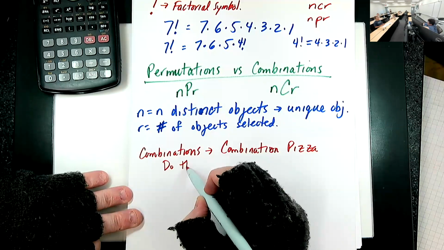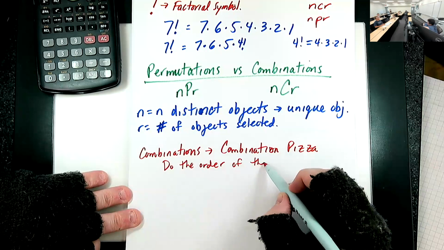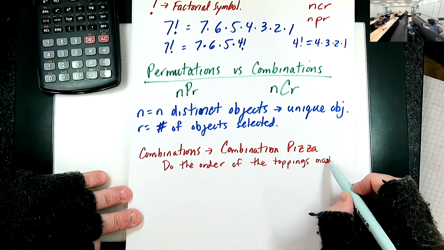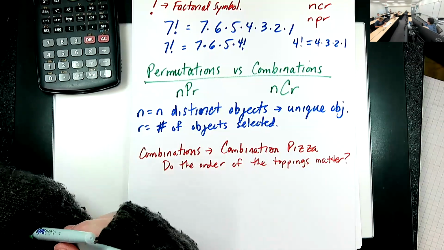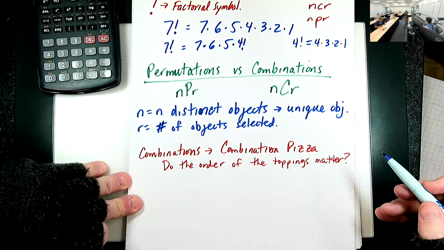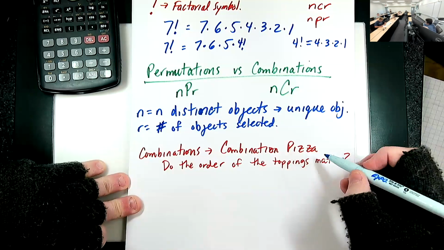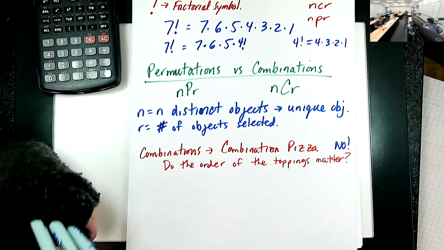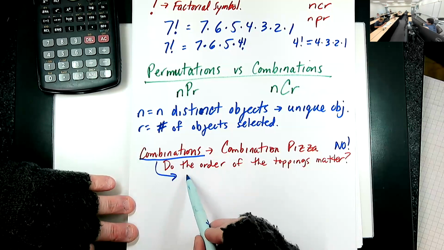Does the order that I put the toppings on matter? No. Mateo was quick with that. No. The only topping that matters first is the sauce. You don't put that sauce on there first if things are going downhill. But no, we don't call that a topping. So for combinations, order doesn't matter.